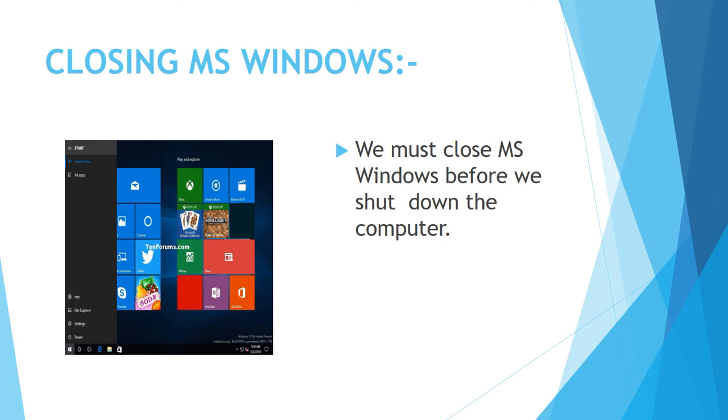A message appears on the screen: Windows is shutting down. We can now turn off the computer in the way we have learned. Do remember to close all the programs that are running before you shut down the computer. Students, don't forget the correct way to start and shut down the computer.